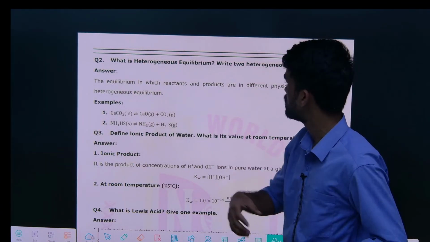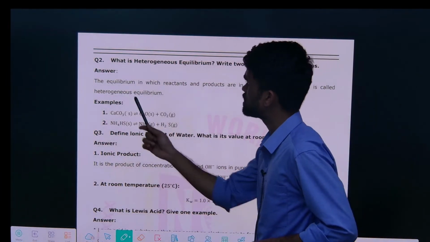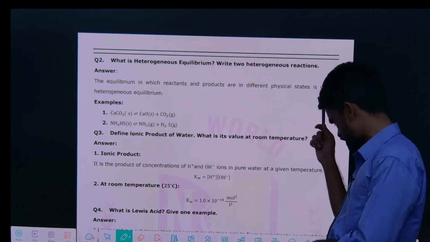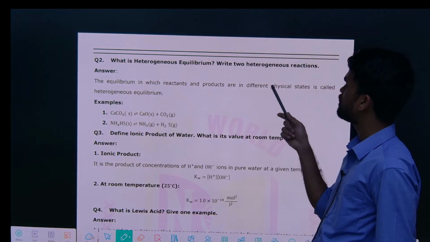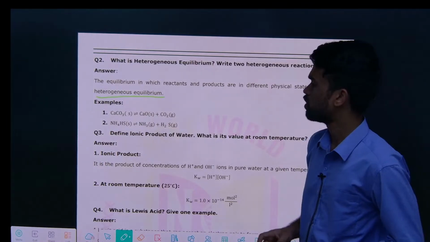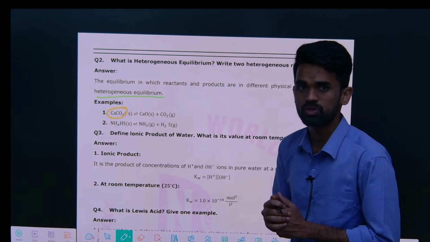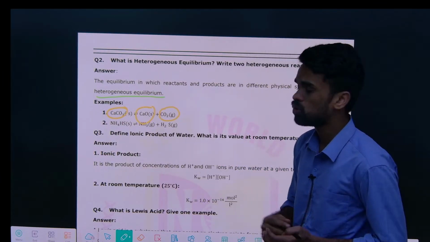We discussed it now. So write two examples for heterogeneous equilibrium. Read this statement once. The equilibrium in which reactants and products are in different physical states. What they are saying? The equilibrium in which reactants and products are in different physical states are considered to be heterogeneous equilibrium. For example, calcium carbonate undergoes decomposition to give calcium oxide plus carbon dioxide. So what is happening here?